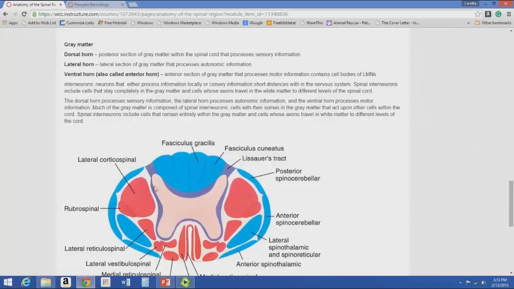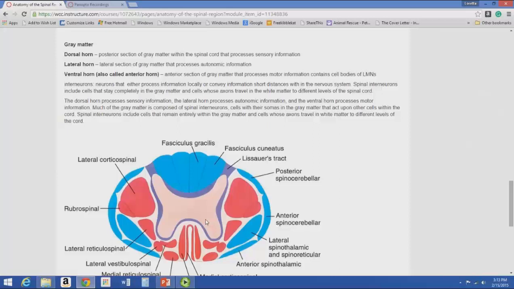A lot of the gray matter, the H in the cross section, is composed of spinal interneurons. So the cells have their somas in the gray matter, and they act on other cells within the spinal cord. A lot of the spinal interneurons remain entirely within the gray matter. You might have a really small spinal interneuron that is fully within the gray matter because it's going a short distance.